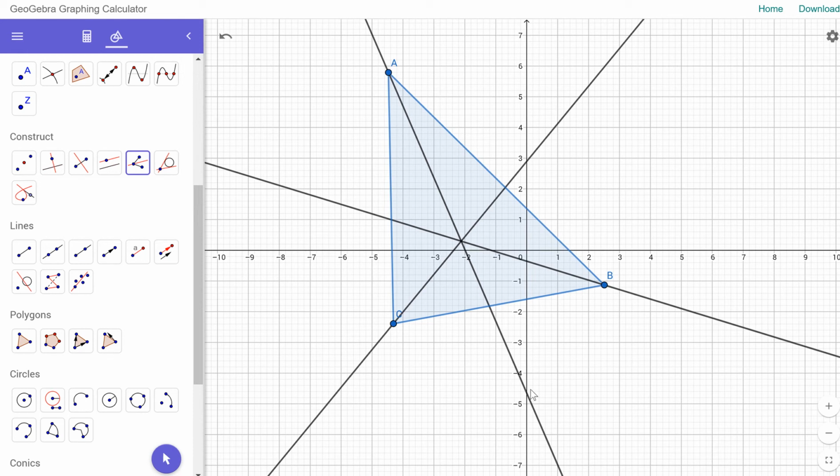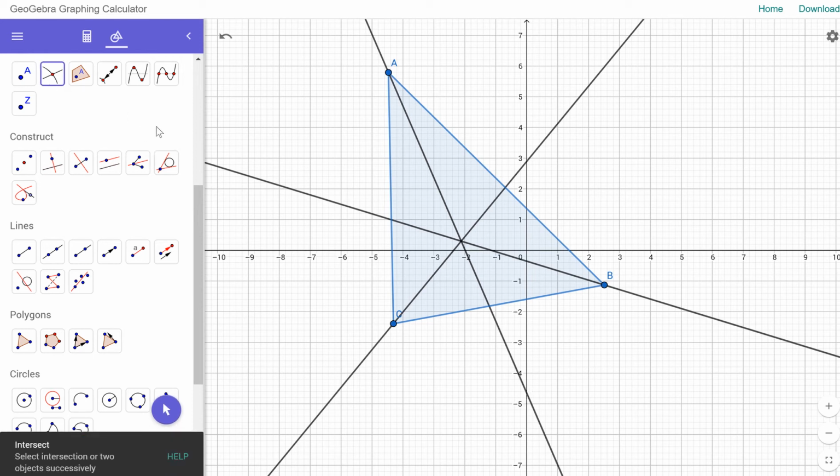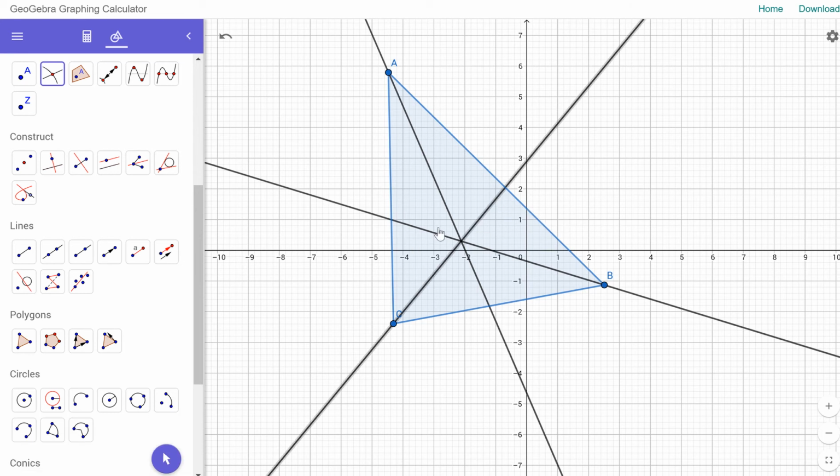Taking a look at the 3 angle bisectors of the triangle, we can see that they all intersect at the same point. So we're going to use our intersection tool to identify where that point is located. So we got point D here. That is the point where all 3 angle bisectors intersect. That point is what we call the incenter of the circle.